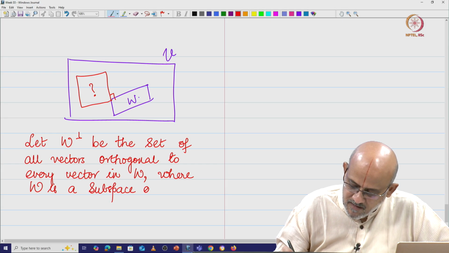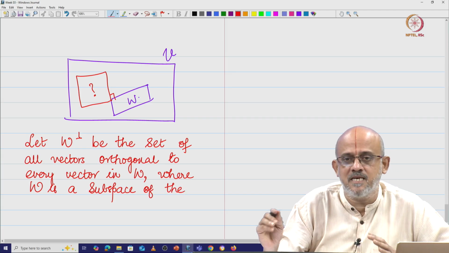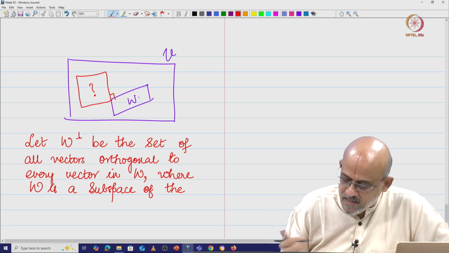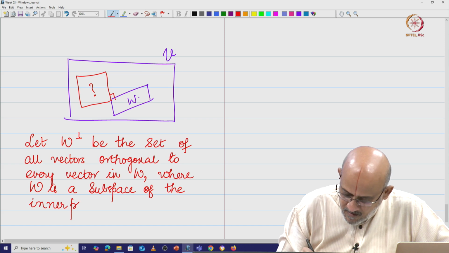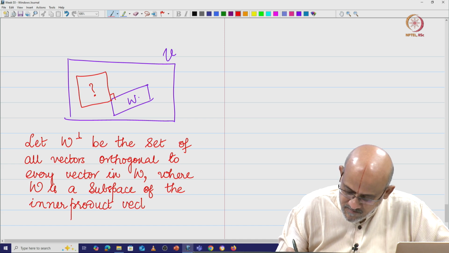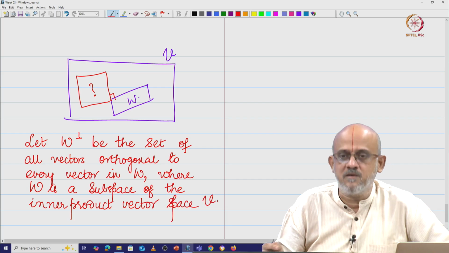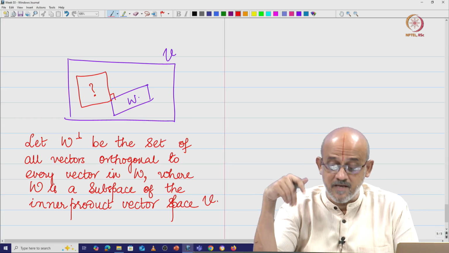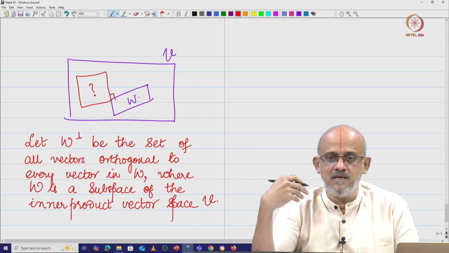W is a subspace of the inner product vector space V. Let us say I have also defined this inner product operation in V, because that takes care of my problem. Suppose I do not define my inner product, then I cannot define orthogonality and so on. Therefore, I am going to equip this vector space V with the inner product operation.